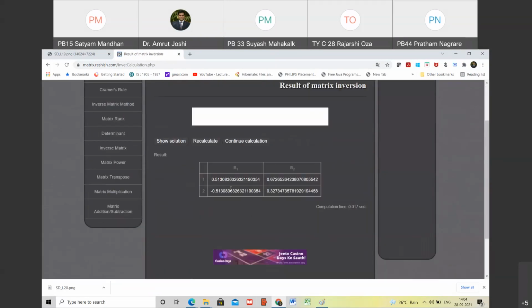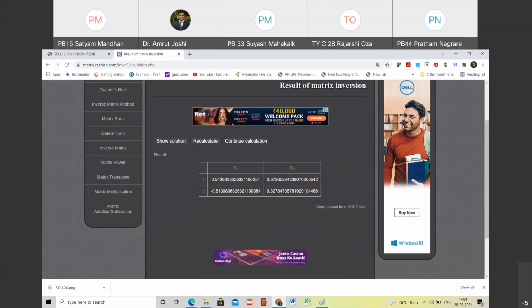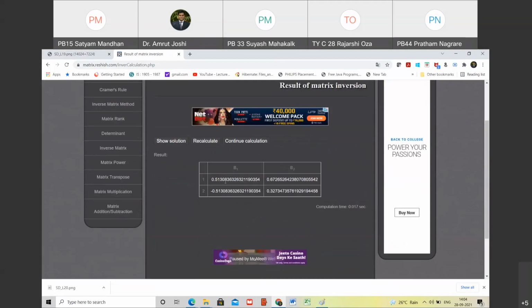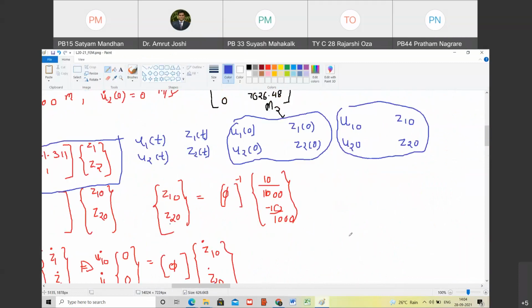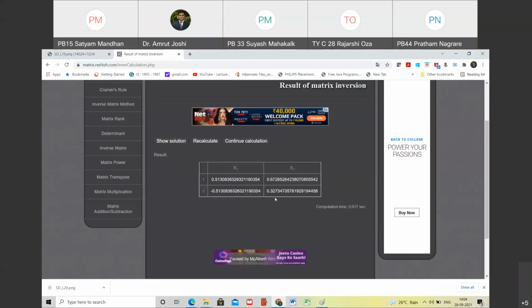So I got the inversion. Let me maintain 4 digits. So phi inverse is equal to 0.5131, then 0.6727, 2.